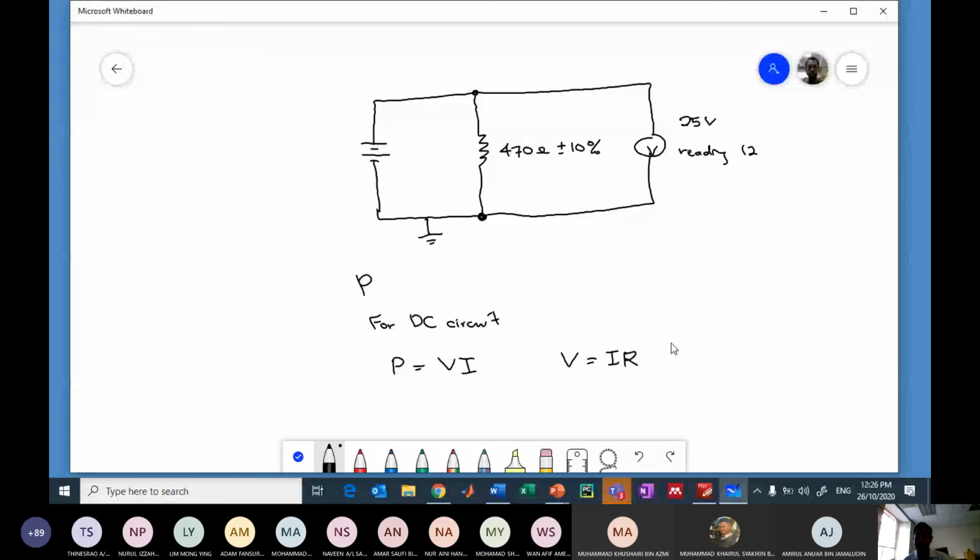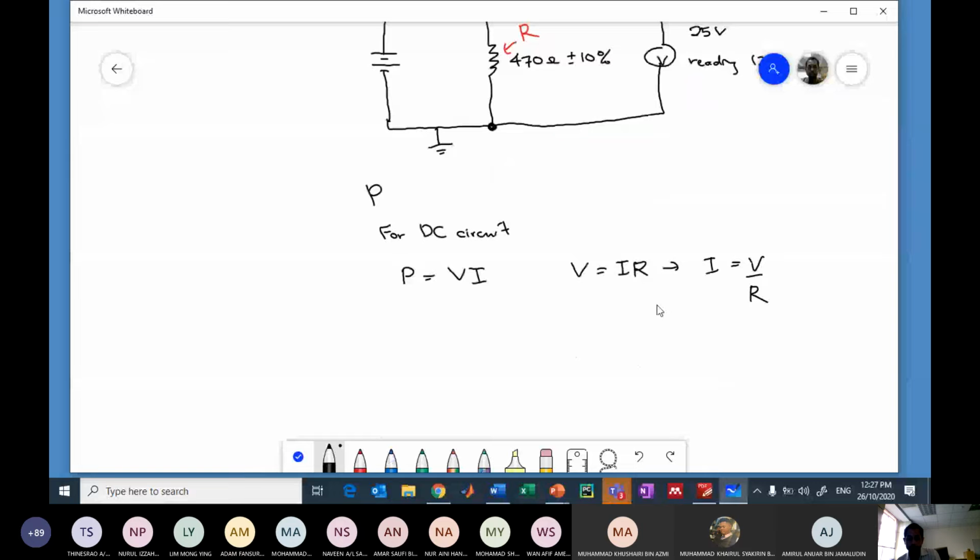So we can modify the equation because now we have power equal to voltage times current, but we don't have current here. We only have the value of voltage. So we have the value of V, and here we have the value of R. V is here, so we can modify this equation and convert it into I equals V divided by R. And then we replace the value of I here.